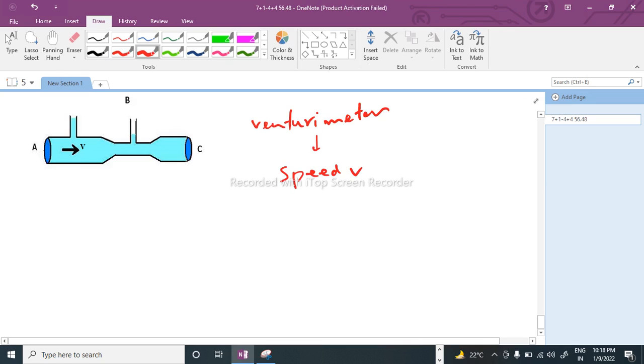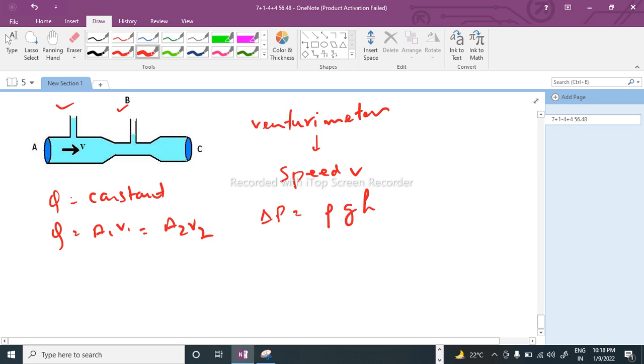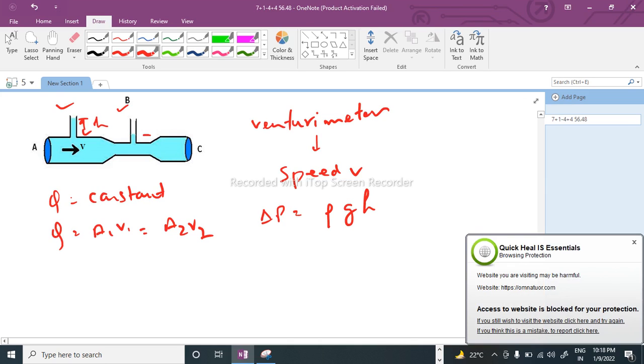So as you can see, in this pipe the discharge Q is constant. So Q is equal to, if I say, A1 V1 is equal to A2 V2. This is our continuity equation. Now between this point and this point we can find the pressure difference. Delta P is equal to rho G H. H is this gap. This gap I am referring to as H. So delta P, the pressure difference PA minus PB, is equal to rho GH.